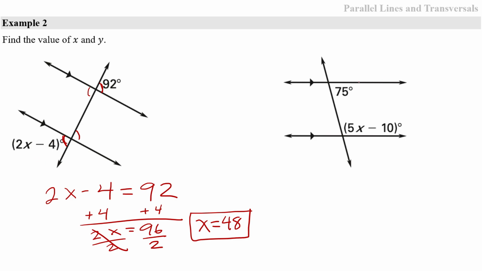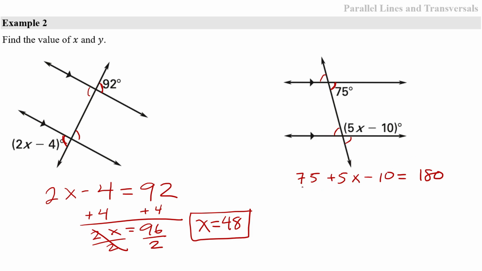If you look at this picture on the right, it's going to be the same thing. Okay, so what do I know about these two? You can either say they're all, sorry, not alternate. They're same side interior, and the rule says that they are supplementary. Or you can just think about it this way. These two are equal because they're vertical, and those two are in the same place as those two. And so this 75 is not equal to this 5x minus 10. If they're not equal, then they're going to add up to 180. So you can say 75 plus 5x minus 10 is equal to 180, and then you can do the algebra.